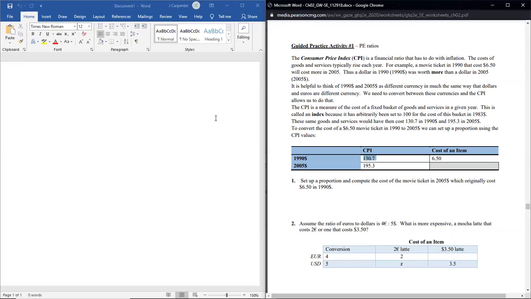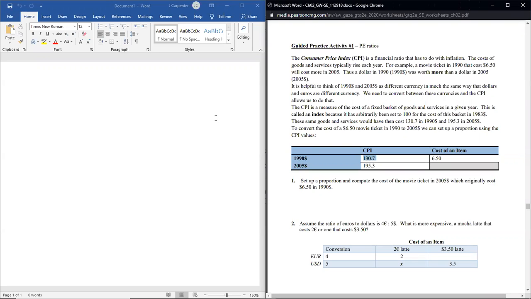So we have a cost of a movie ticket in 1990, and it was $6.50. Based on my memory, that actually seems a little high, at least in our area. Maybe New York City was that price, but either way, not the point. So they ask us, what would that cost in 2005, assuming that movie tickets went with inflation exactly?